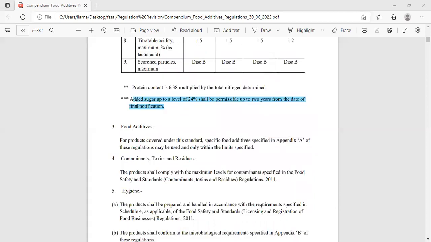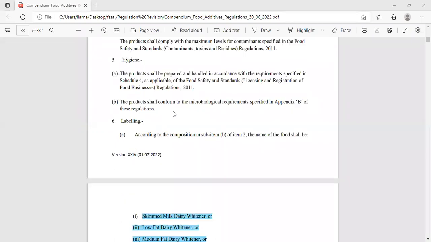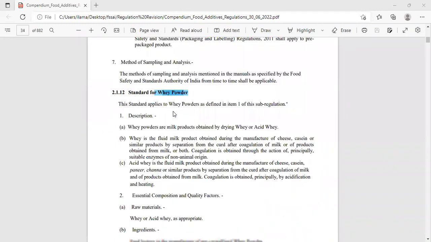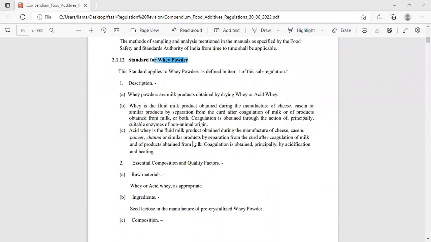Next one, added sugar up to a level of 2% shall be permissible up to 2 years from the date of final notification. This may vary, like the variation for this dairy whitener is up to 24% from the level we can use. And go through what is whey powder.